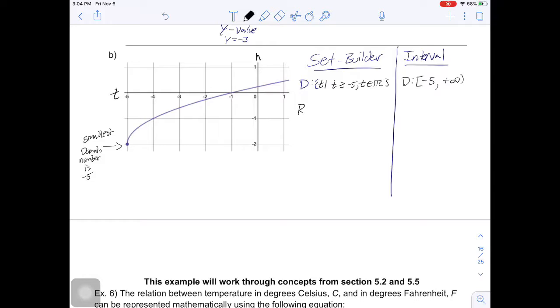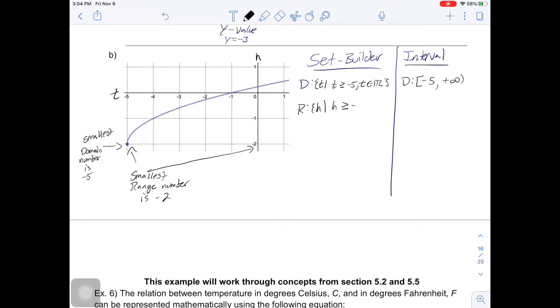Now let's talk about the range. So the range, we have now stated that the range, which is our vertical axis, is h coordinates. So this will be h. Now what can h be? Well, my smallest number for my range is negative 2. This is my smallest range value. You can see it's circled, so it includes negative 2, and then it goes up forever. You can see this increases upwards.